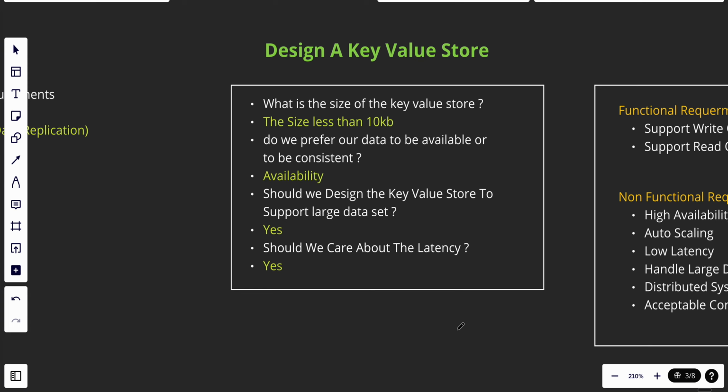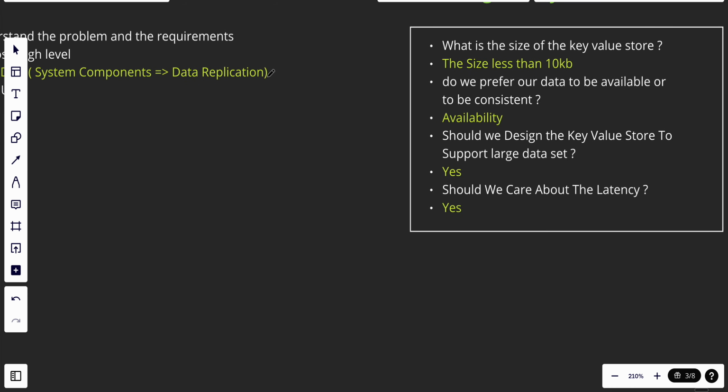Welcome back. Today, our fifth video of our series Design a Key Value Store. Today we will talk about consistency. Specifically, we'll talk about the Quorum consensus.